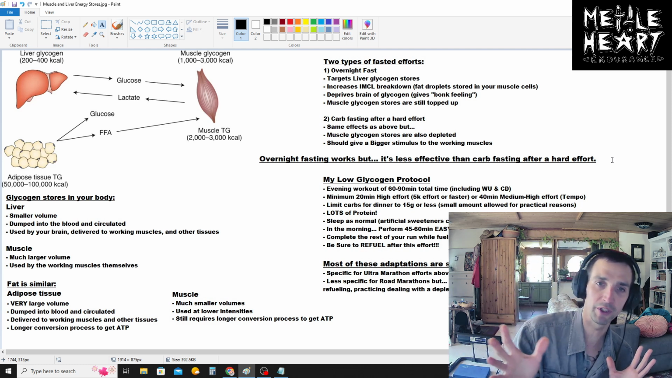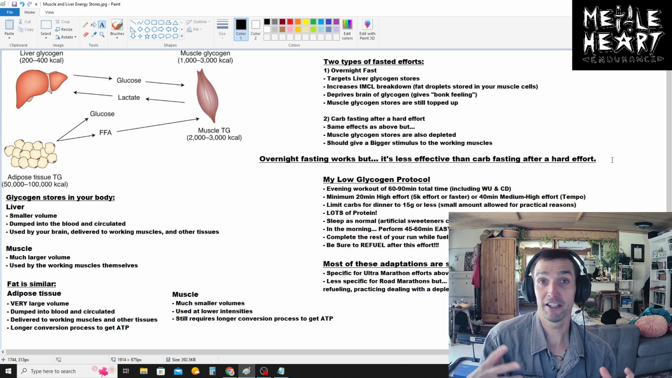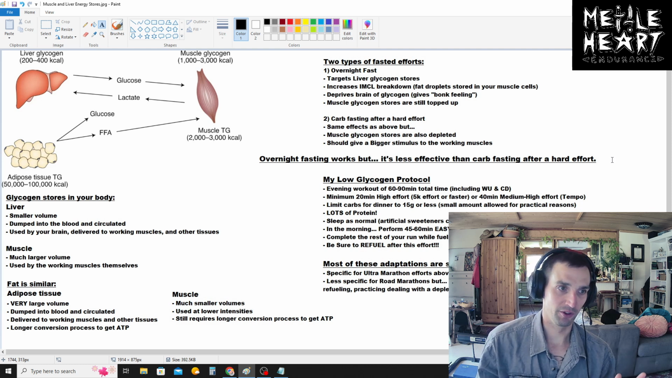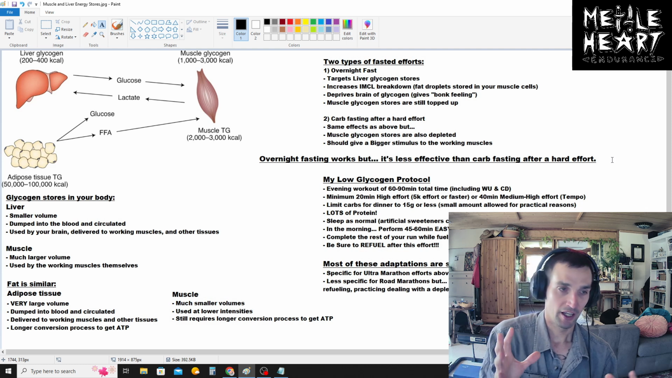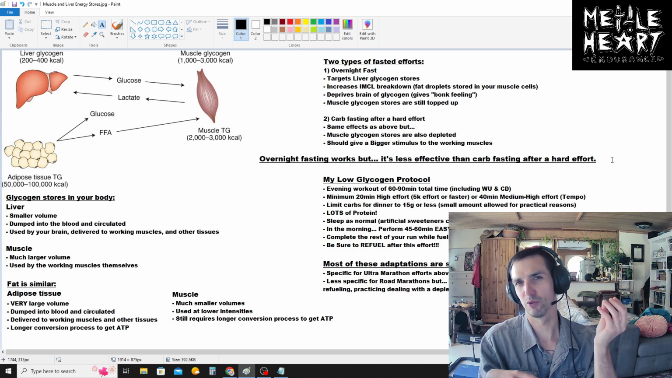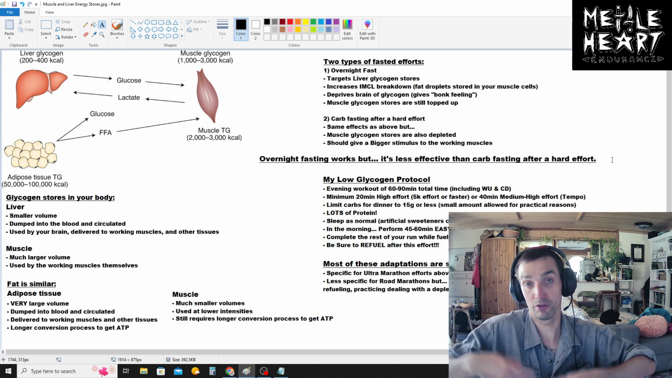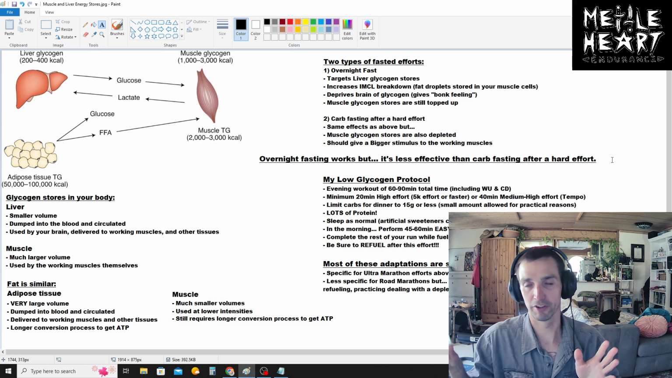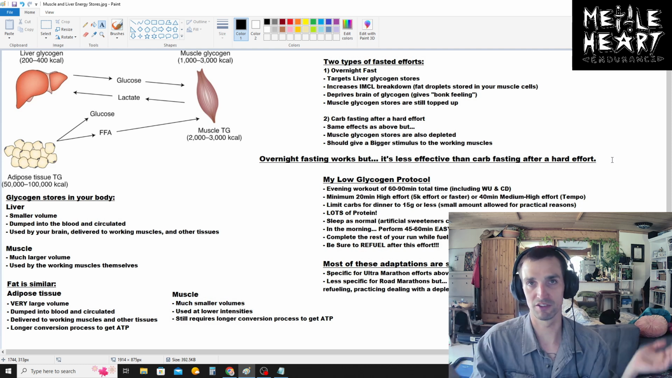But before we get into the protocol itself, you need to understand what's happening inside your body, at least to a cursory level. There are two main storage forms of energy that we have. One is glycogen, and the other is adipose tissue, or fat. There are various systems within the body that break down either carbs or fat, eventually, into ATP, which is what your body uses as energy.